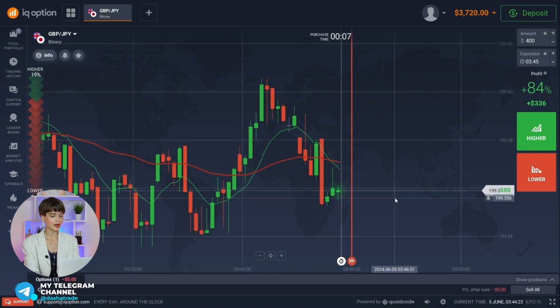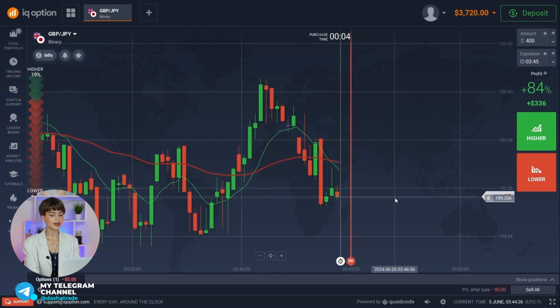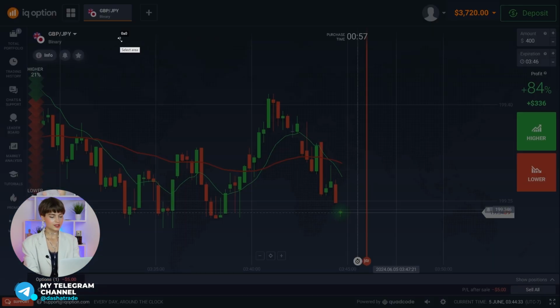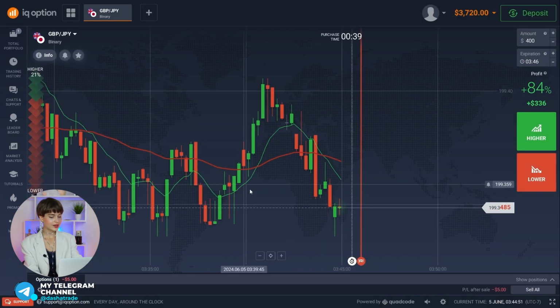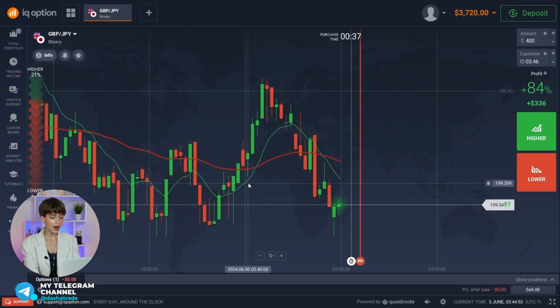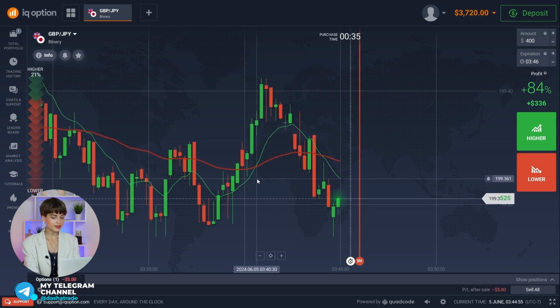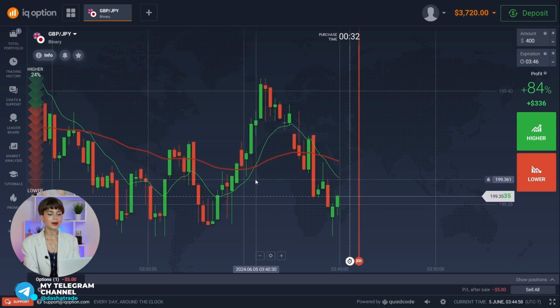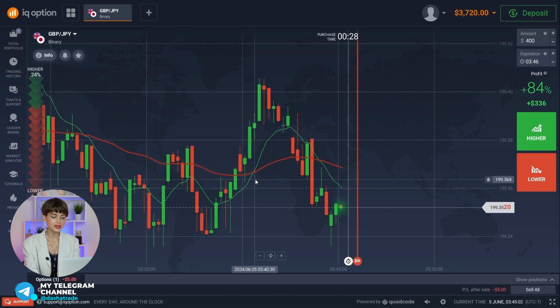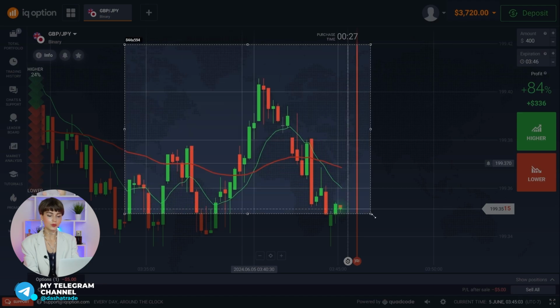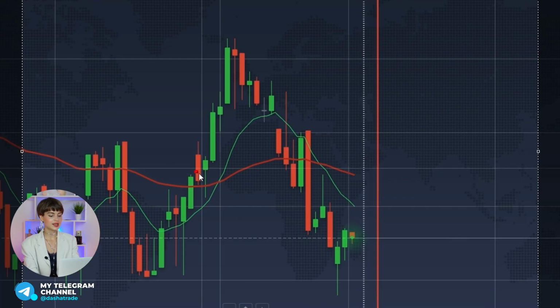Let's figure out what they mean and how to determine an entry point on them. First of all, we pay attention to their intersection. As you see, there was an intersection here, and there was an intersection here and right here. So when the green line intersects the red one, it means it's our entry point. But to understand which direction we should open a deal to, up or down, we need to understand first how this line intersects the red one.